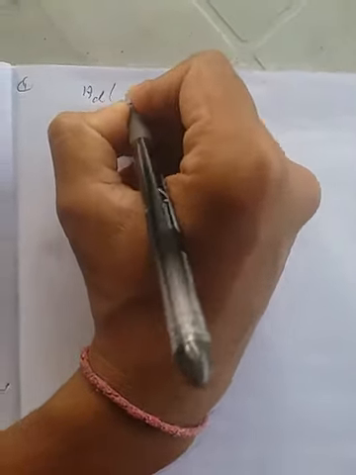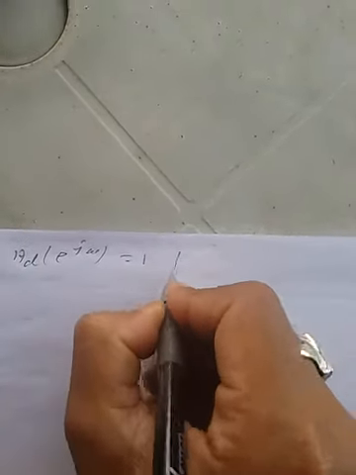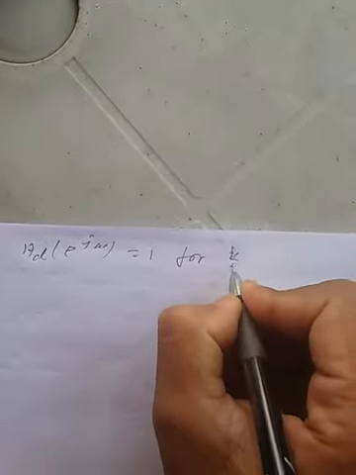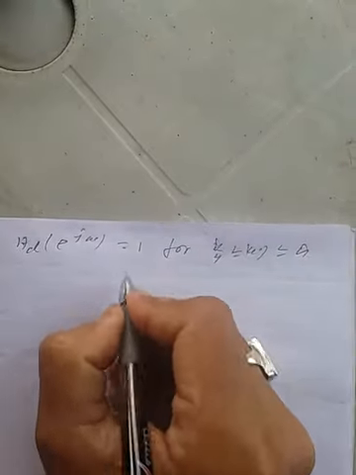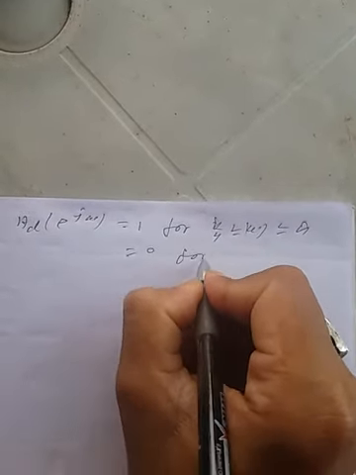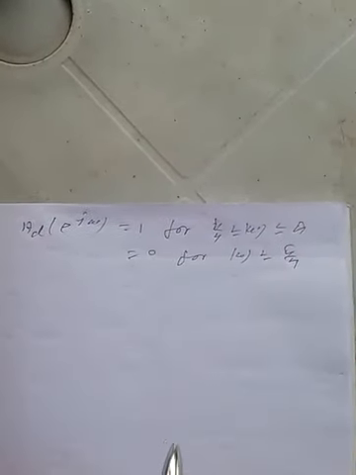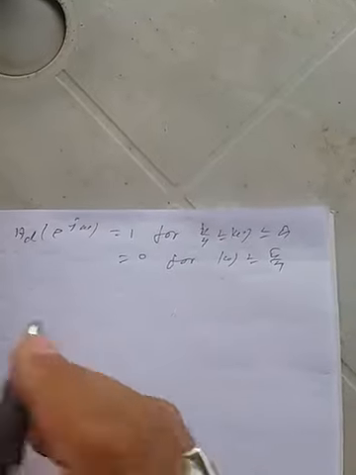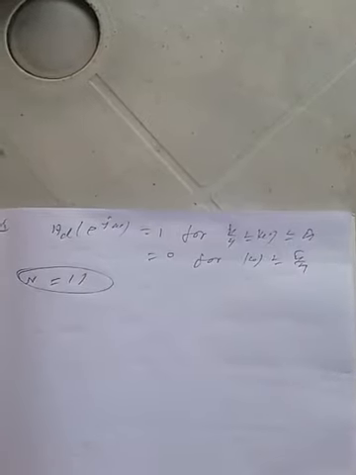Suppose we have to design an ideal high pass filter where the frequency response of the filter is given by HD(e^jω) = 1 for π/4 ≤ |ω| ≤ π, and 0 for |ω| ≤ π/4. So you have to design the high pass filter when the value of capital N equals 11, right?